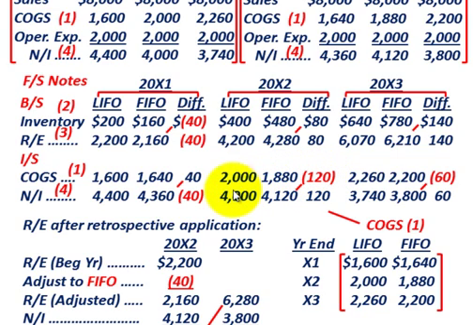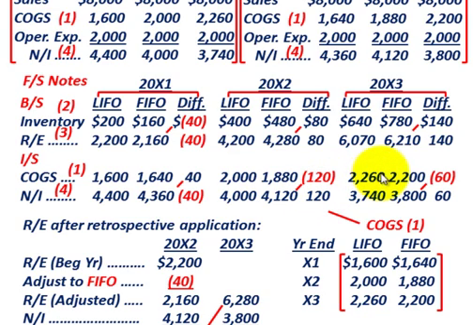So what is that going to do to our net income? If we go back and look at our net income for the LIFO method for year X2, that was 4,000. Our cost of goods sold is reduced by 120,000, so that increases our net income from 4,000 up to 4,120. So the change in net income is a positive increase of 120.